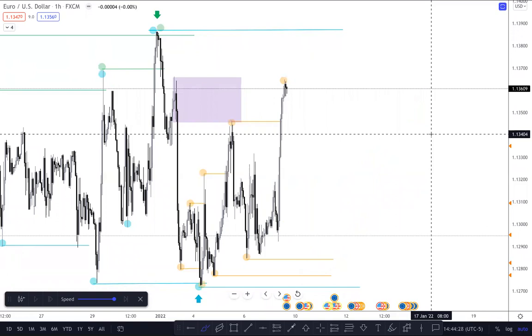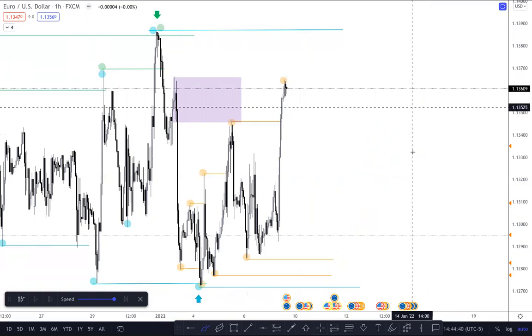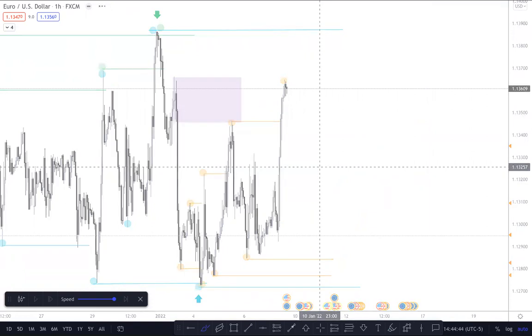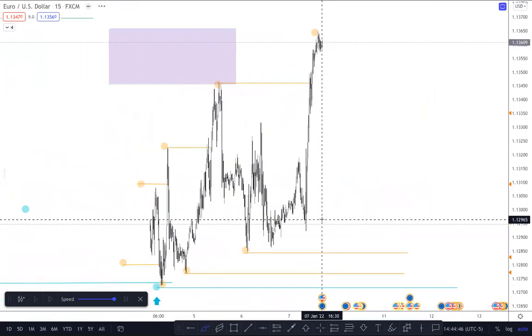All this is just pretty much understanding how to draw and structure. If you're a little lost, do not worry, because we're going to still go over continuous examples of this, okay? Once we have identified our hourly structure, we can then move into the 15-minute.